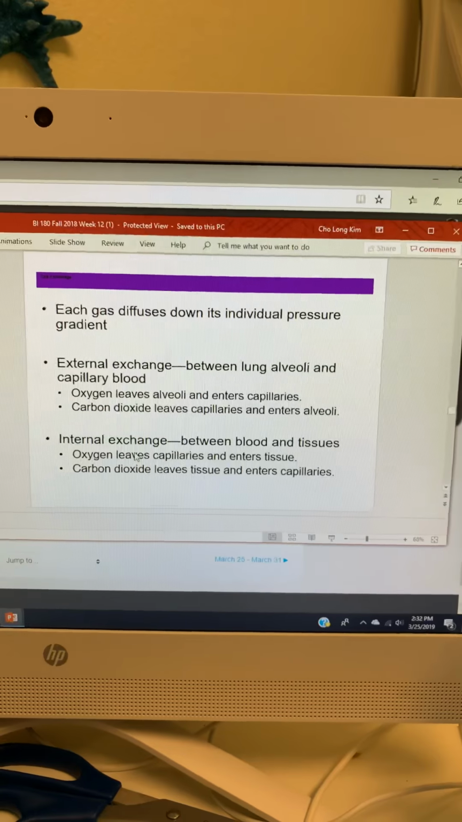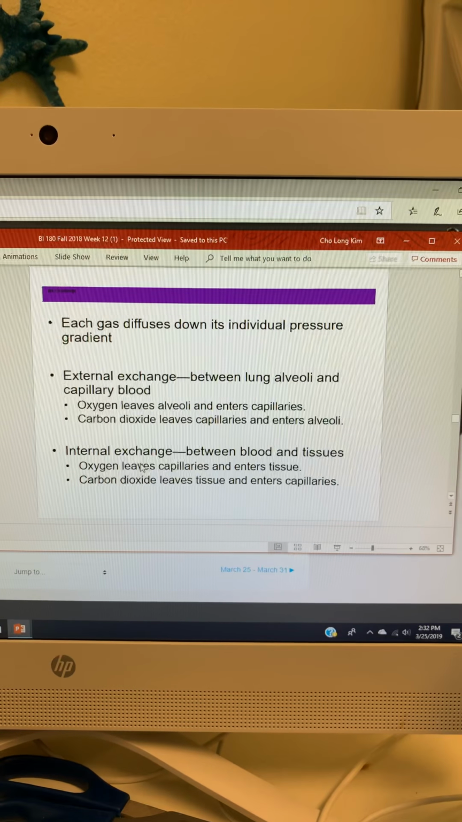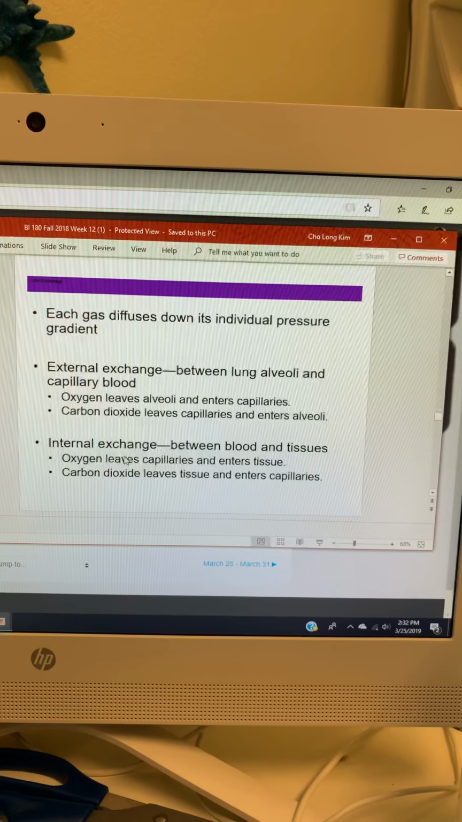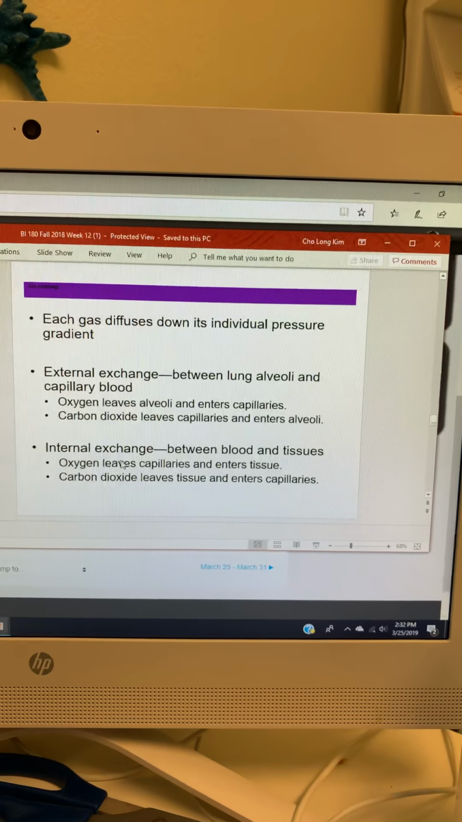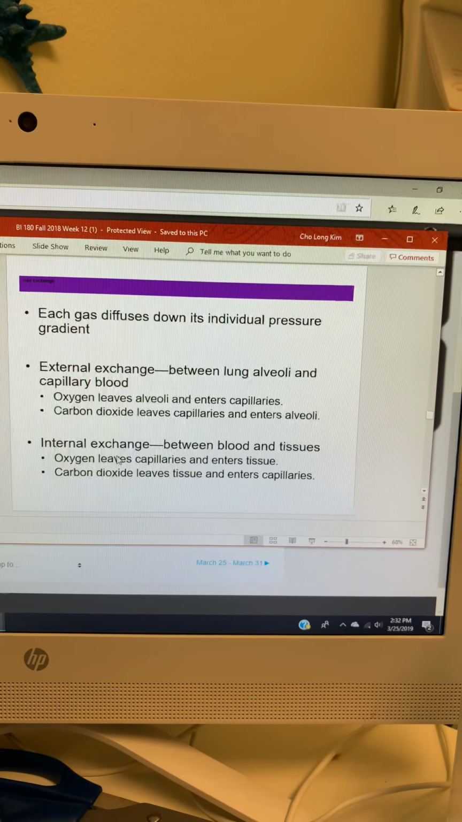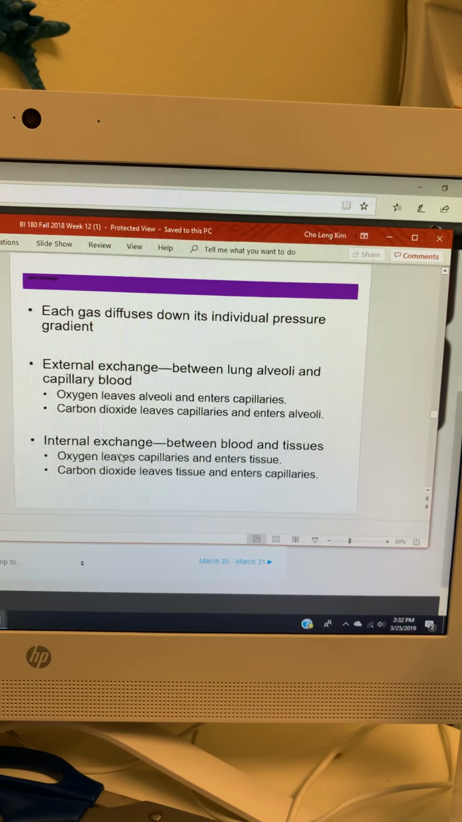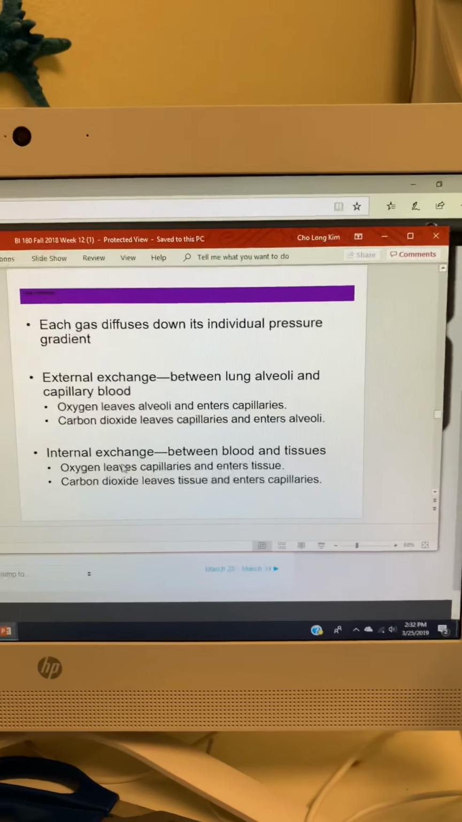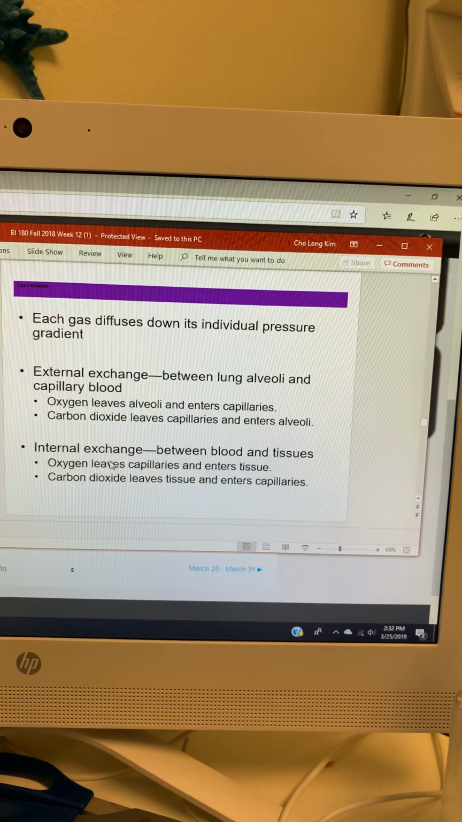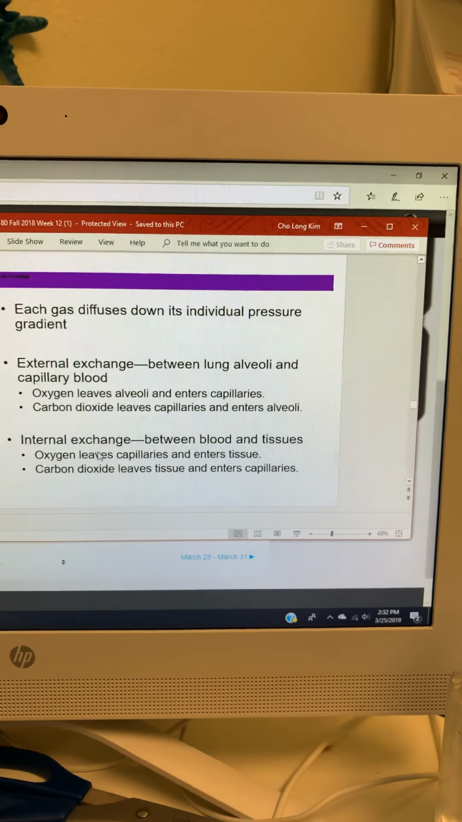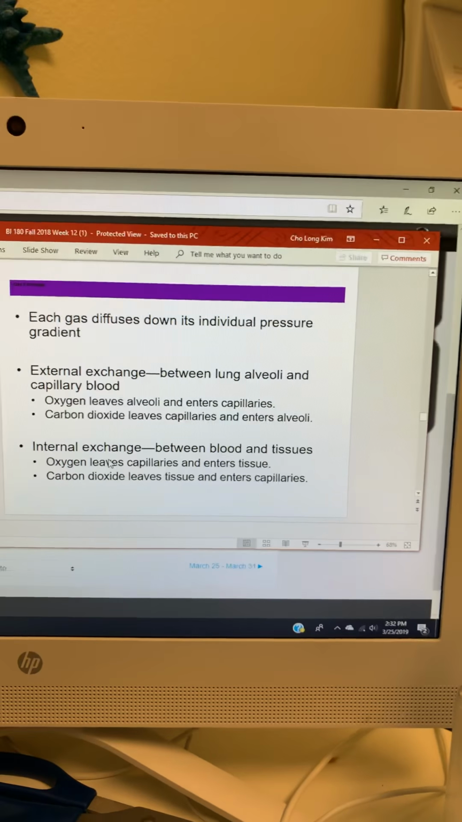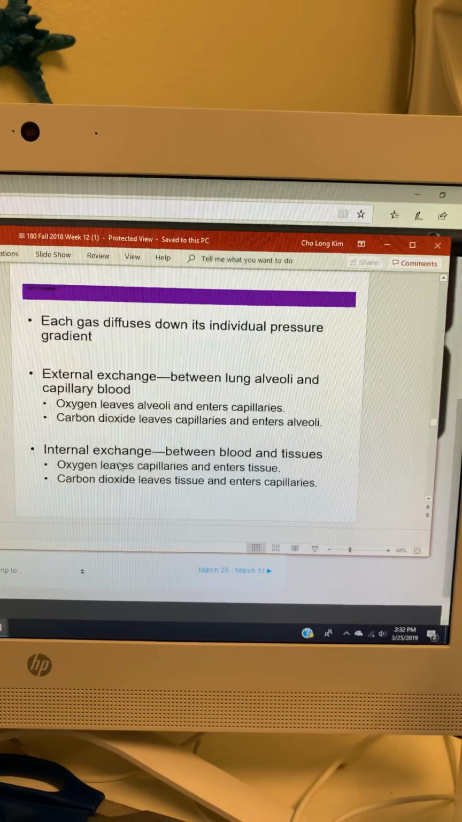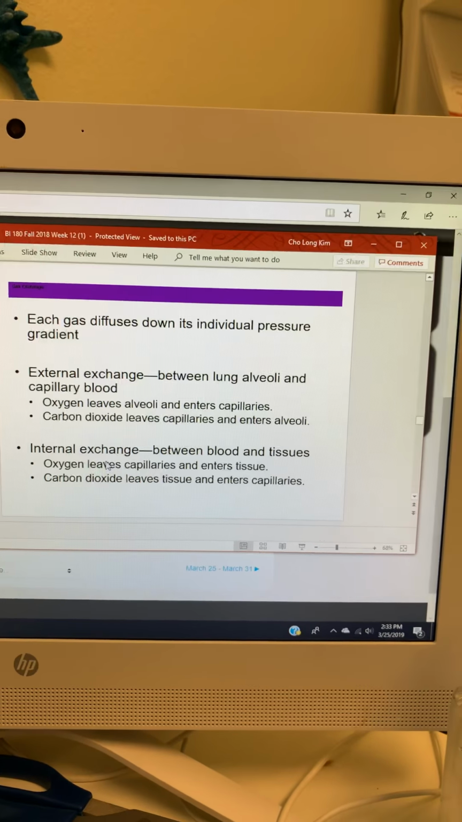So the gas actually diffuses down its individual pressure gradient. You have the external exchange, or external respiration, which is between the lungs and alveoli and capillary blood. The oxygen leaves the alveoli and enters the capillaries, and the carbon dioxide swaps places with it and leaves the capillaries and enters the alveoli. So at the end of the inhale, the gases change places, and this is why when you inhale, the oxygen goes in, and when you exhale, there's carbon dioxide coming out.